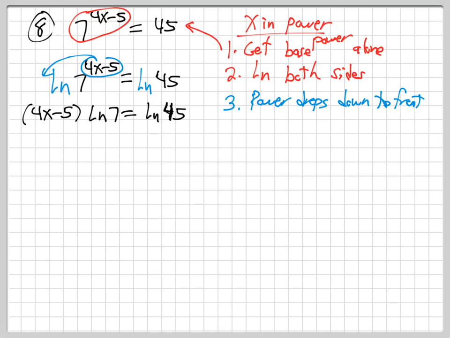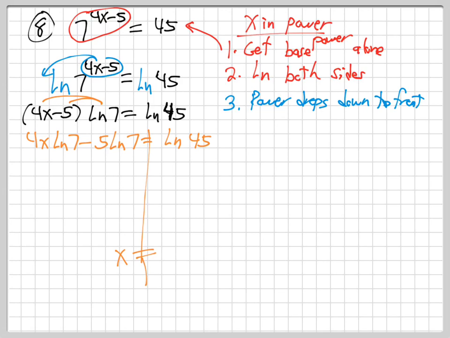Okay, so now we need to distribute that ln 7. So it becomes 4x ln 7 minus 5 ln 7 is natural log of 45. And x is over here saying I want to be alone. So now we've got x out of power. All those first 3 steps were to get x out of power. X is down here on the base level, no longer in the power zone. So now we just solve for x.